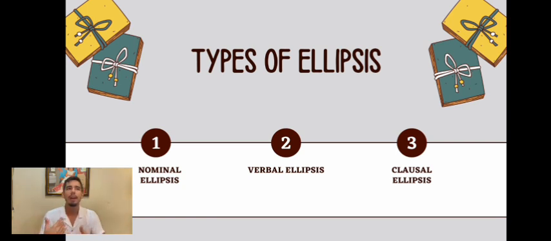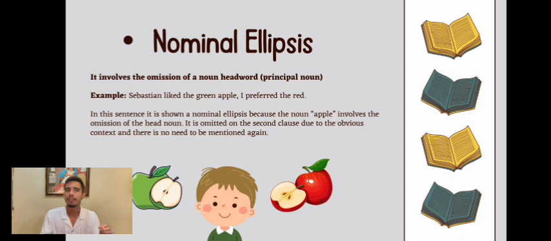For example, I have a sentence here: Sebastian liked the green apple. I prefer the red. There's no need to write "apple" again because of the context. We know that we're talking about apples. So this sentence shows a nominal ellipsis, because the head noun apple is omitted in the second clause due to the obvious context, and there's no need to mention it again.